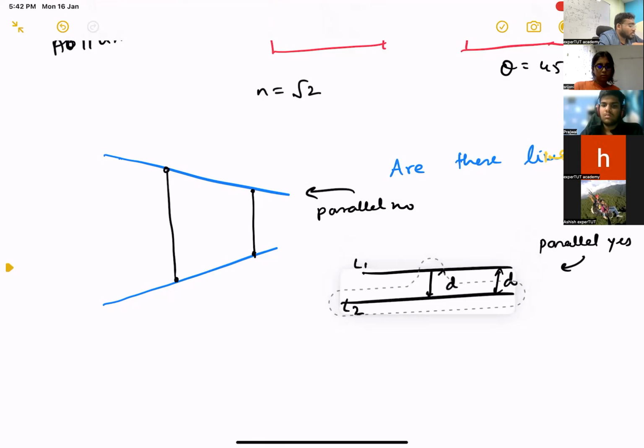तो इनके बीच में एंगल कितना है? 0. तो टू पैरेलल लाइंस के बीच में एंगल कितना होता है? राइट. The angle between two parallel lines is 0.